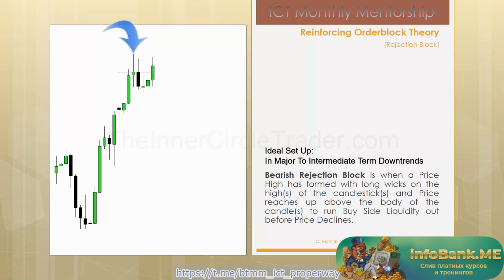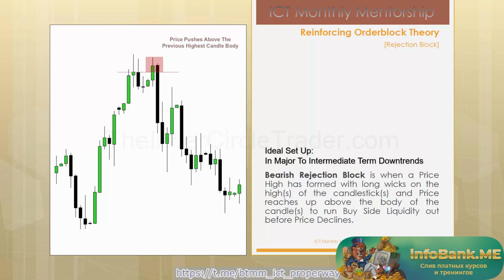Take notice of the highest body in this formation and the most recent candle that traded through it. Price pushes above the previous highest candle's body. Seen right here, that run above the highest body's candle produces the distribution seen in the chart here.